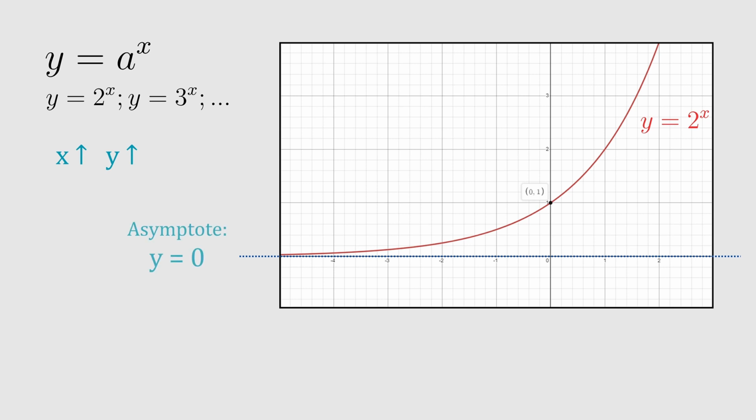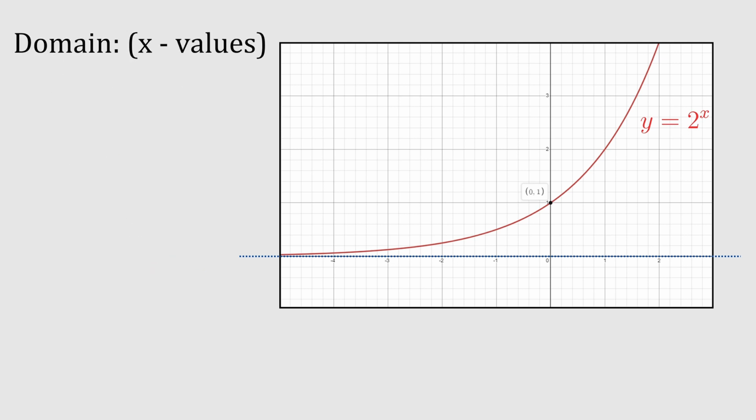An asymptote is a line that a curve approaches as it heads towards infinity, but the curve never reaches it. In this case, the asymptote is y equals 0. The domain is all the possible values for x for this equation. As you can see on the graph, x can be any number. Thus, x can be any real number, or x is in the set negative infinity to positive infinity. And infinities aren't included, thus you have to use round brackets instead of square brackets.